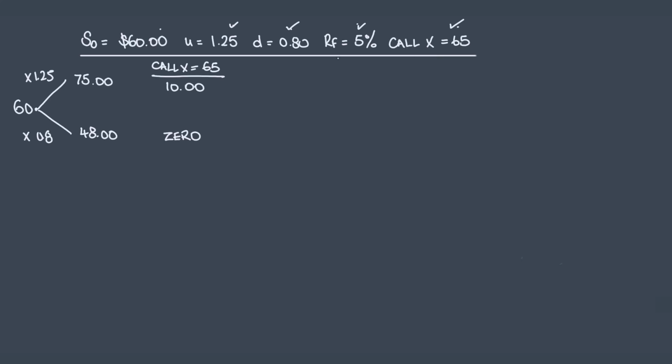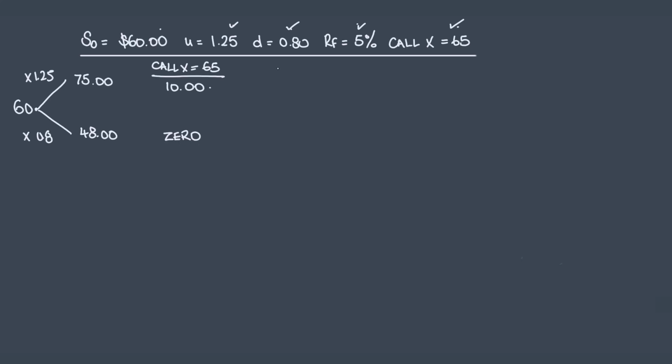A call with a strike of 65, the right to buy at 65. If the underlying is at 75, you can buy an asset worth 75 for 65. The payoff is 10. If it goes down, it's worth 48. You have the right to buy at 65. If you hold the call, it's only worth 48. Don't do it. You allow the option to lapse, your payoff is 0.